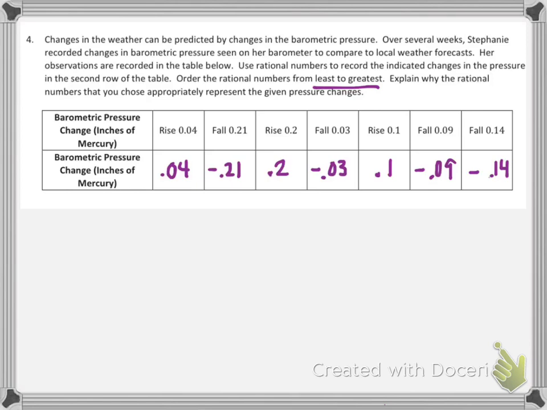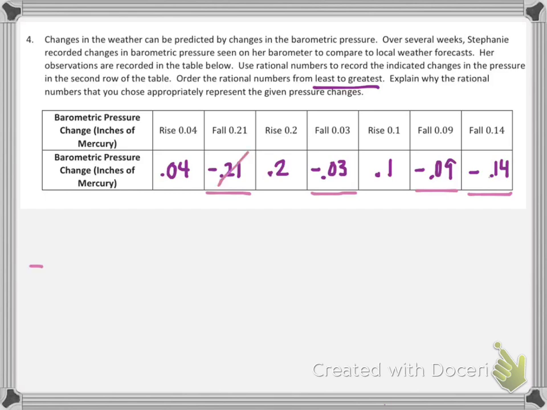Let me see my negatives. I've got, let me change my color here. I have a negative here, and here, and here, and here. So those are the four I need to compare. The one that's the most negative, they're all in hundredths place, so that's nice for me. So negative 0.21 is my smallest.